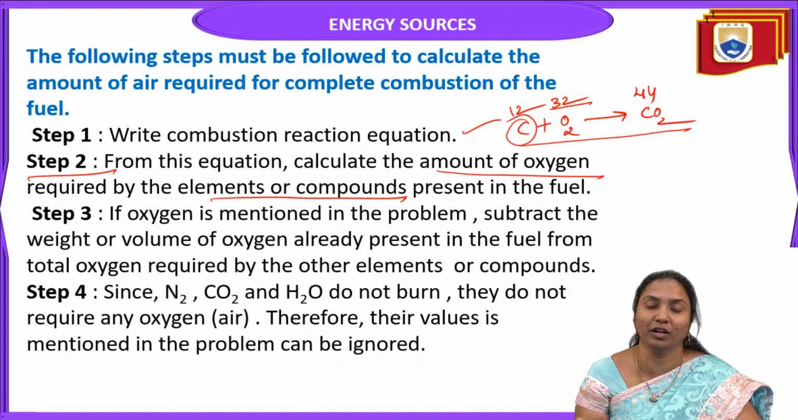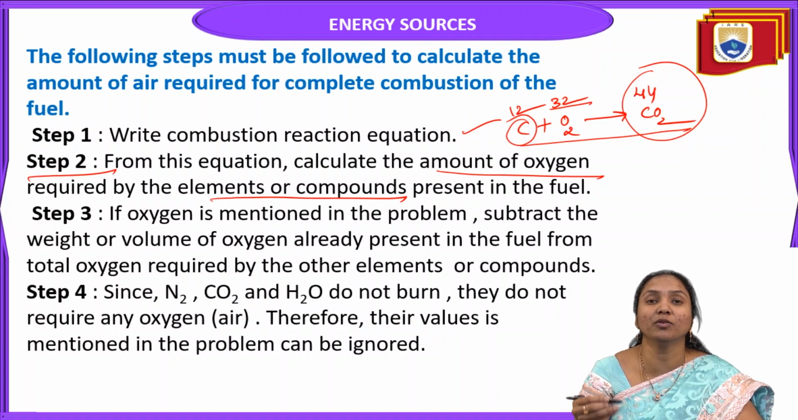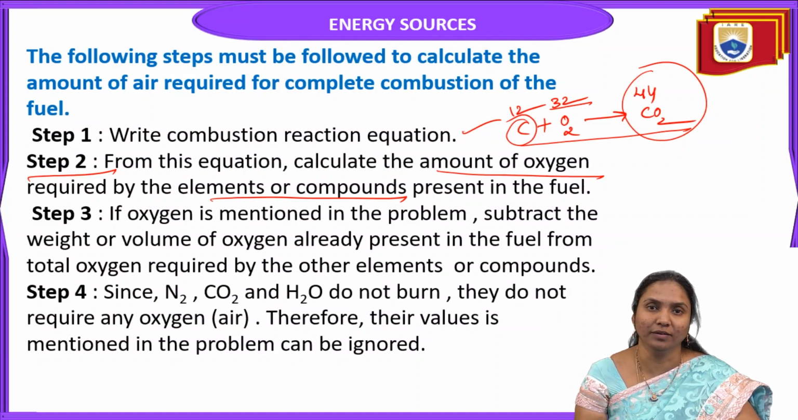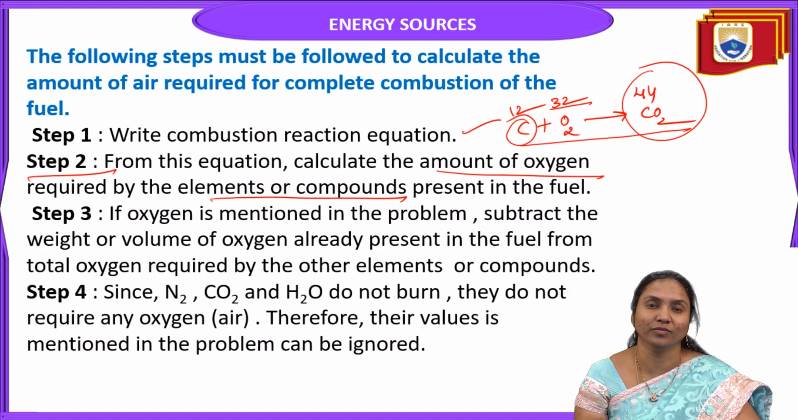This gives 44 kilograms of carbon dioxide. So 12 kilograms of carbon requires how many kilograms of oxygen? 32 kilograms of oxygen. In this way we find out how much oxygen is required for complete combustion of the elements or compounds present in the fuel. This is step 2. We can easily identify it by writing the chemical or combustion reaction.